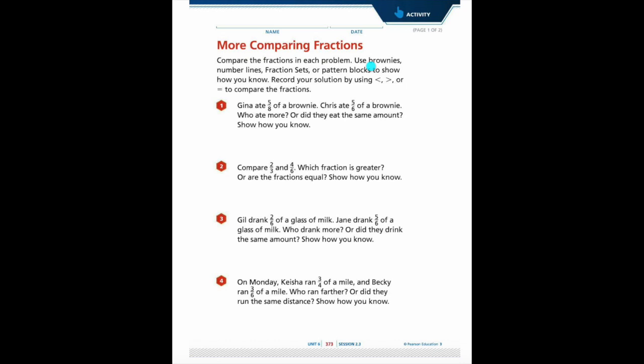So for number 1, it's Gina ate 5/8 of a brownie, Chris ate 5/6 of a brownie. Who ate more, or did they eat the same amount? Show how you know. So use 2 fraction bars to show 5/8 of a brownie, and another fraction bar to show 5/6 of a brownie. Who ate more, or did they eat the same amount? Show the fraction bars, and that's showing how you know, and also label who ate more.